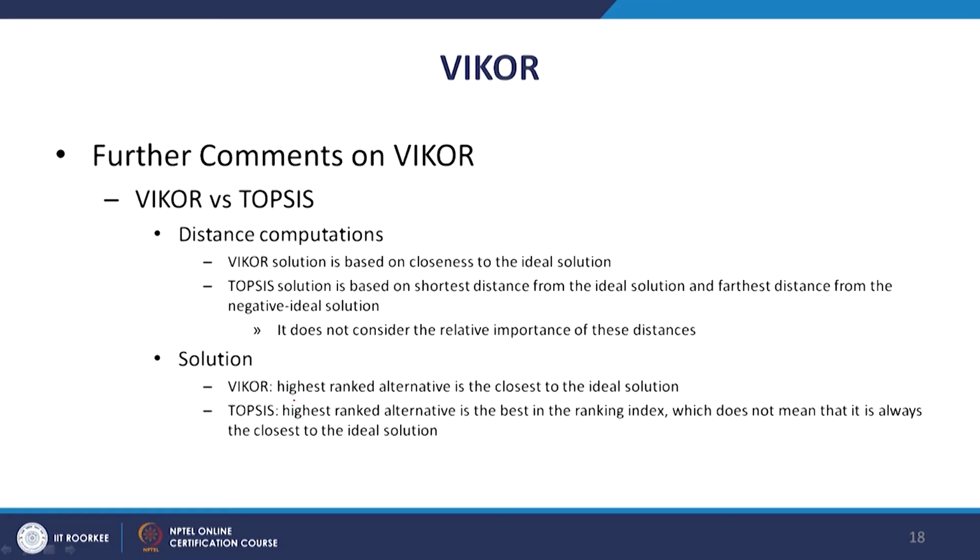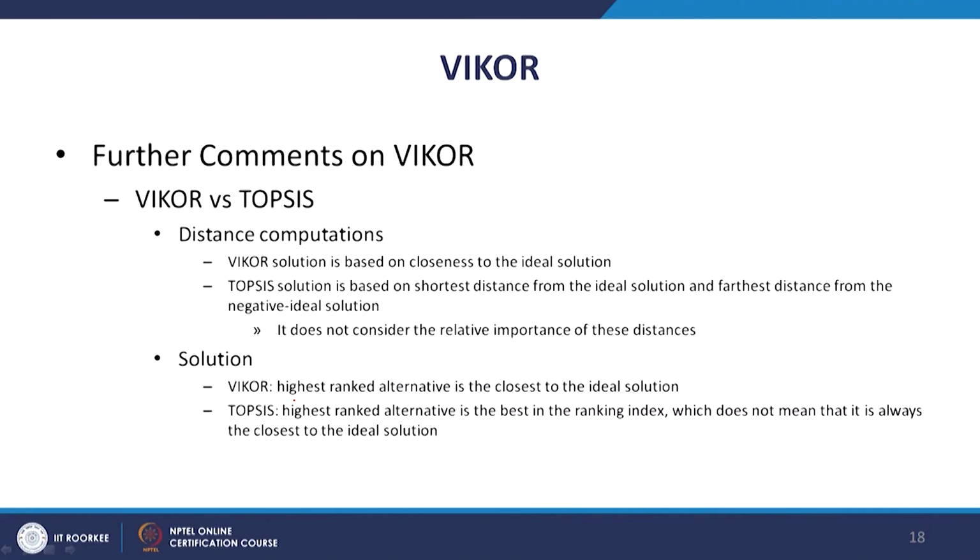Another issue with TOPSIS could be that it does not consider the relative importance of these two distances. How the distance from the ideal solution and the distance from the anti-ideal solution, how that relative importance is to be determined, is actually one issue in the TOPSIS solution.